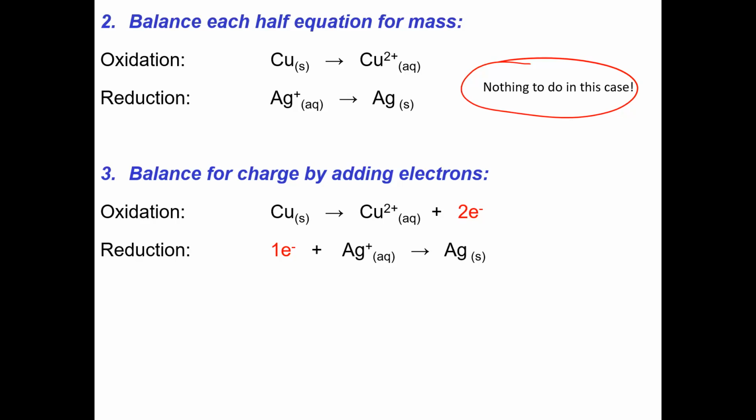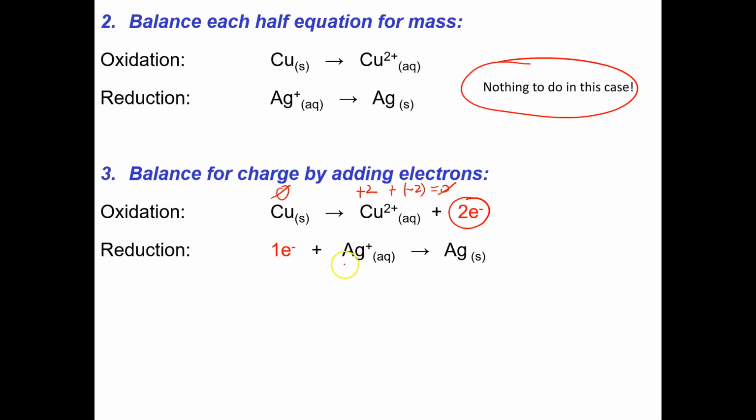Once we've got everything balanced for mass, we're now going to balance for charge by adding electrons. So if I look at the left-hand side of my first half reaction, I have no charge there. But before I balance by adding electrons, I will see that I have a total +2 charge. So to get this down to 0, I'm going to add 2 electrons in, and now I have the same charge on both sides. So there I'm adding in 2 electrons.